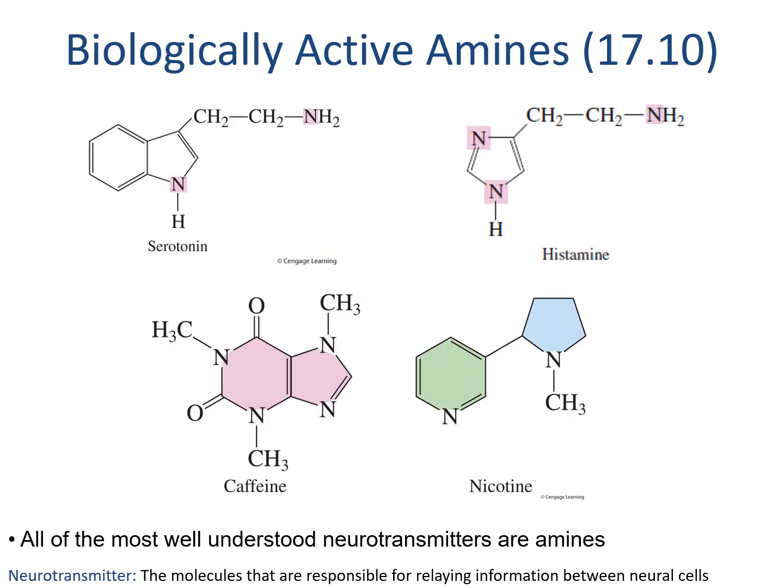Because amines can be structurally diverse and are also charged at blood pH, they can be easily recognized based on shape and charge by proteins. This makes them really effective neurotransmitters. The best understood neurotransmitters, like serotonin, the happy molecule, or histamine, the sneezy molecule, are both amines. Other particularly active molecules, like caffeine, the not-so-sleepy molecule, and nicotine, the molecule that will send you to a doc, are also amines.